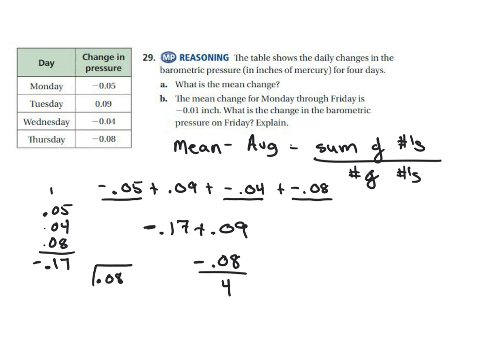0.08 divided by 4. 4 doesn't go into 0. 4 goes into 8 twice. So that would be negative 0.02 inches. That is our average, or our mean. Next, it says the mean change for Monday through Friday, which means they're throwing an extra day in here on us.